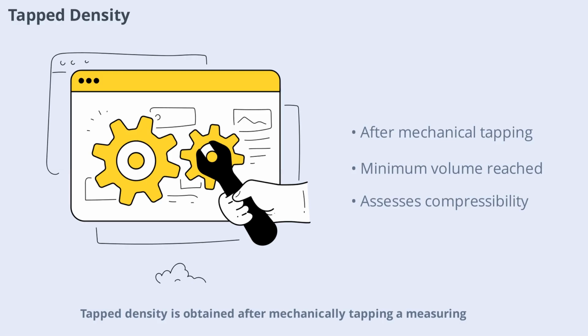Tap density is obtained after mechanically tapping a measuring cylinder containing powder until the minimum volume is achieved. This process compacts the powder, reducing the spaces between particles. The tap density tester, following USP methods, is commonly used for this measurement. Comparing bulk and tap densities helps assess powder compressibility and flow.